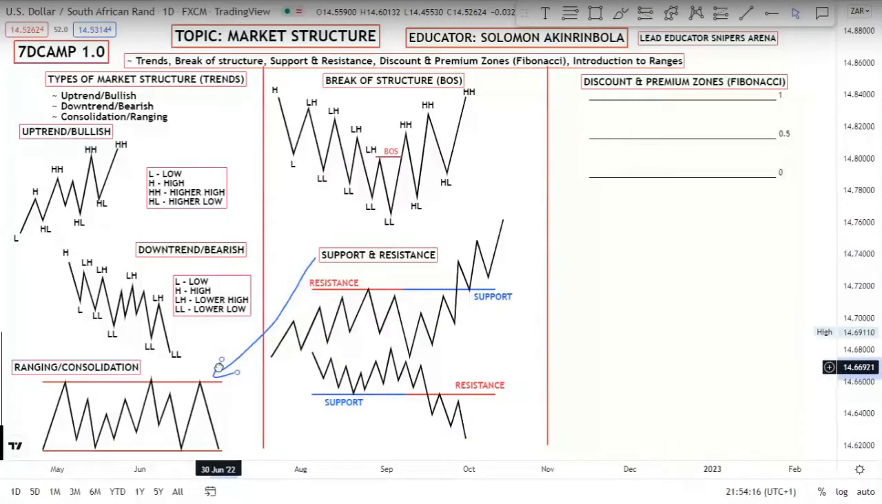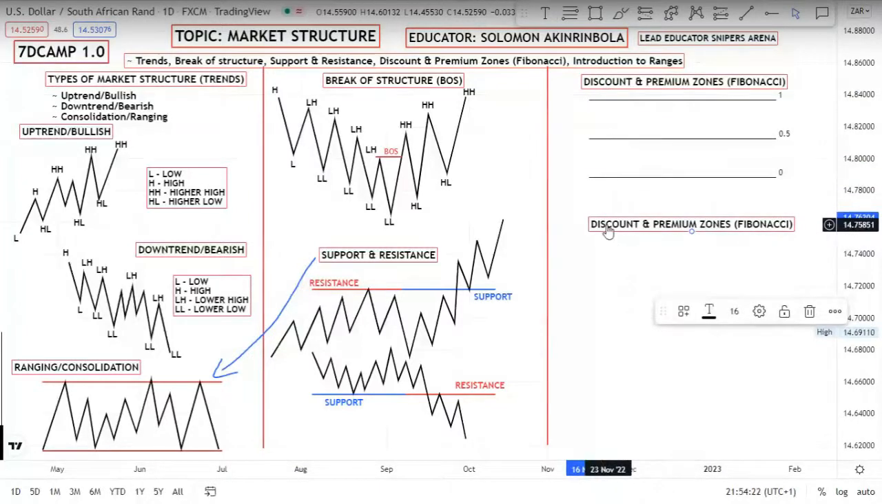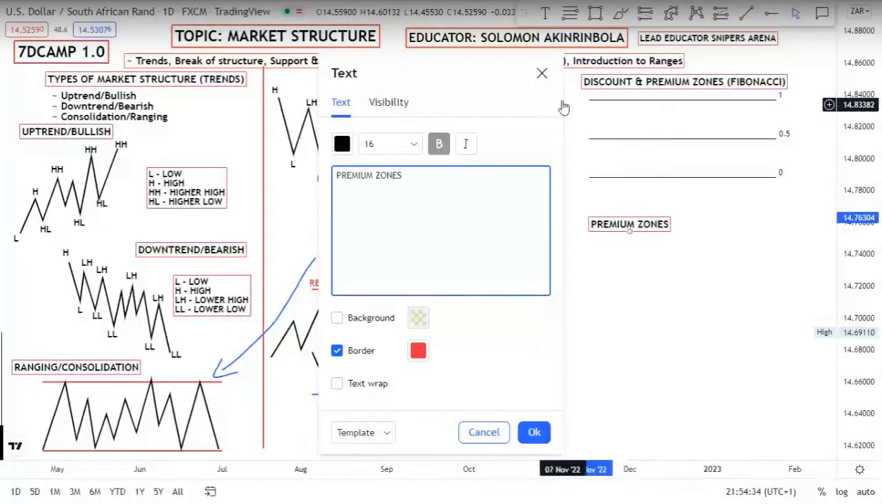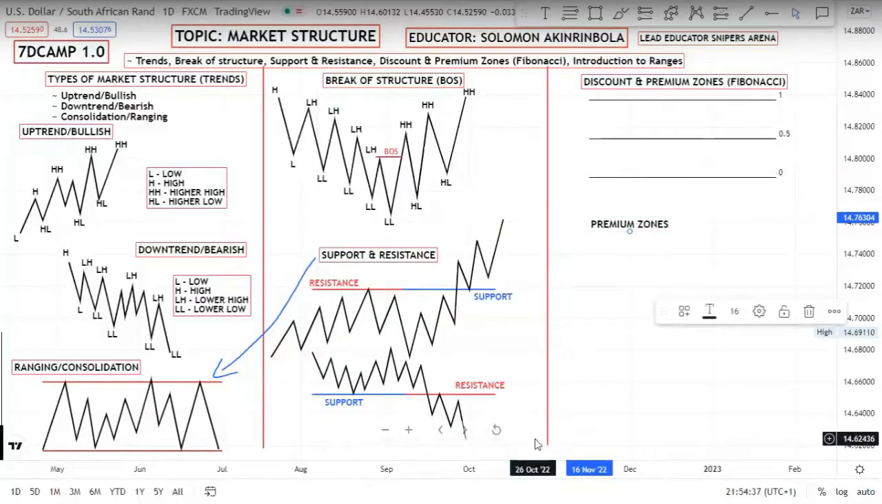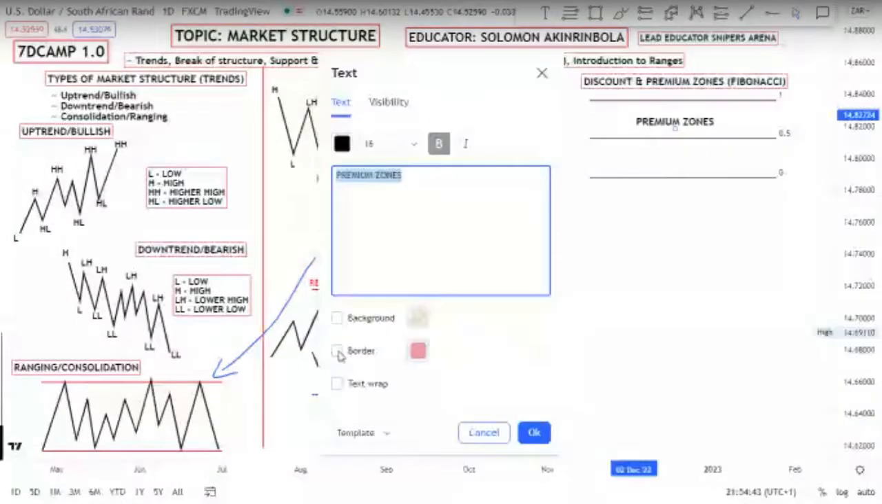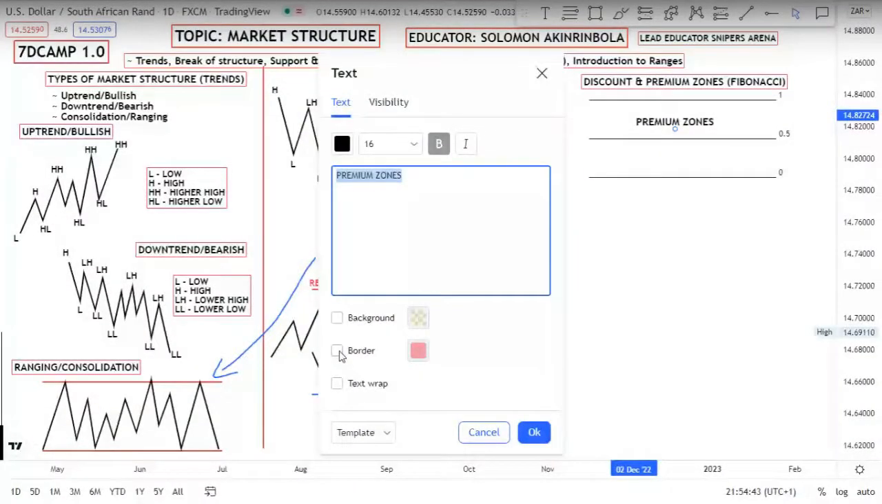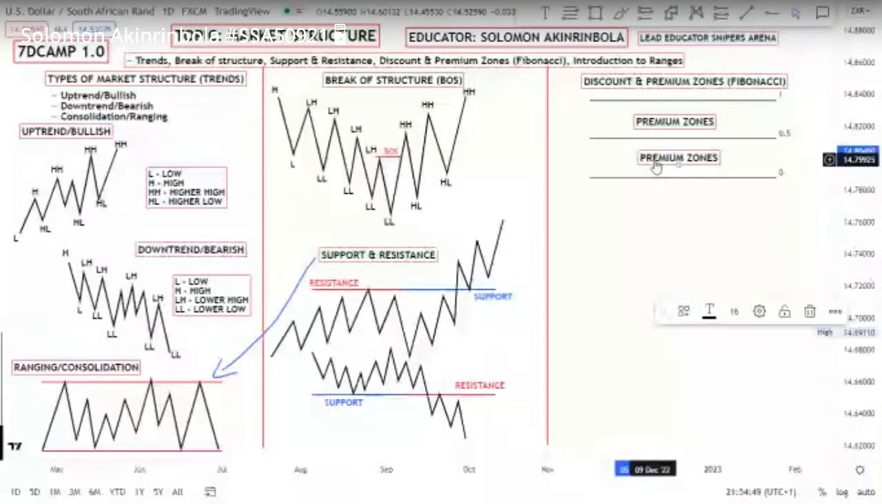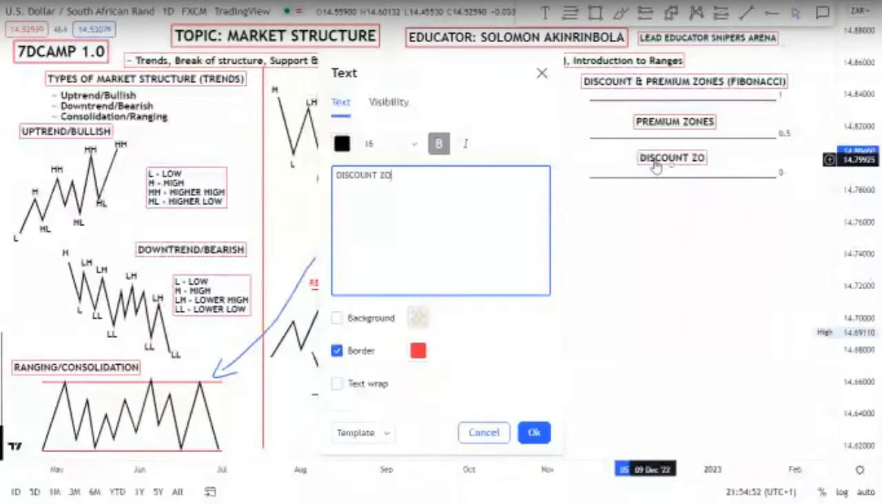All right, so now we have premium and discount zone. Now, guys, if you know how to use your Fibonacci tool, which part is your premium zone? The upper part or the lower part, which one is the premium zone? Quickly, anybody? Amazing. Yeah, the upper part. Amazing. Then the lower part is what? The discount zone. Amazing. Thank you, guys.